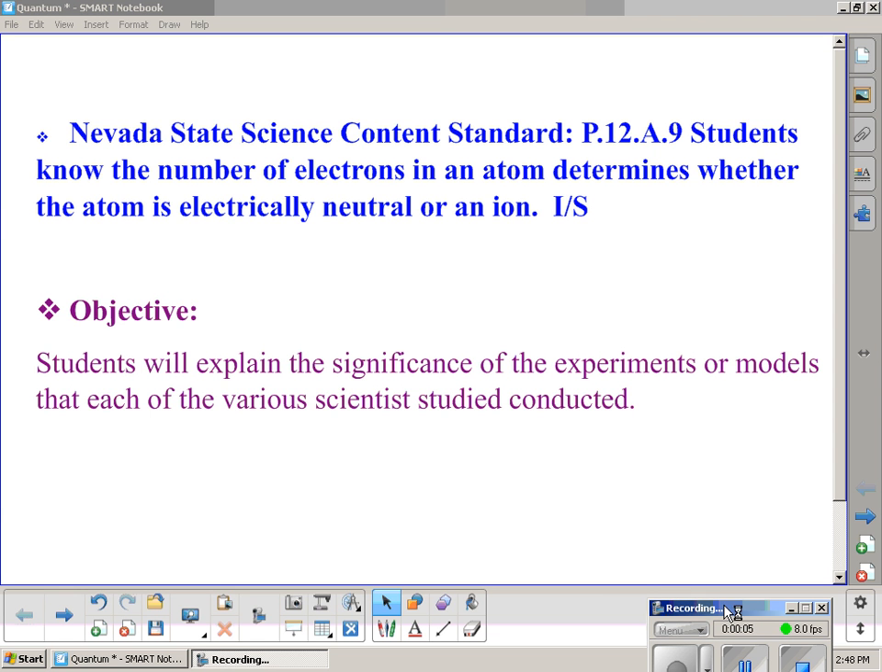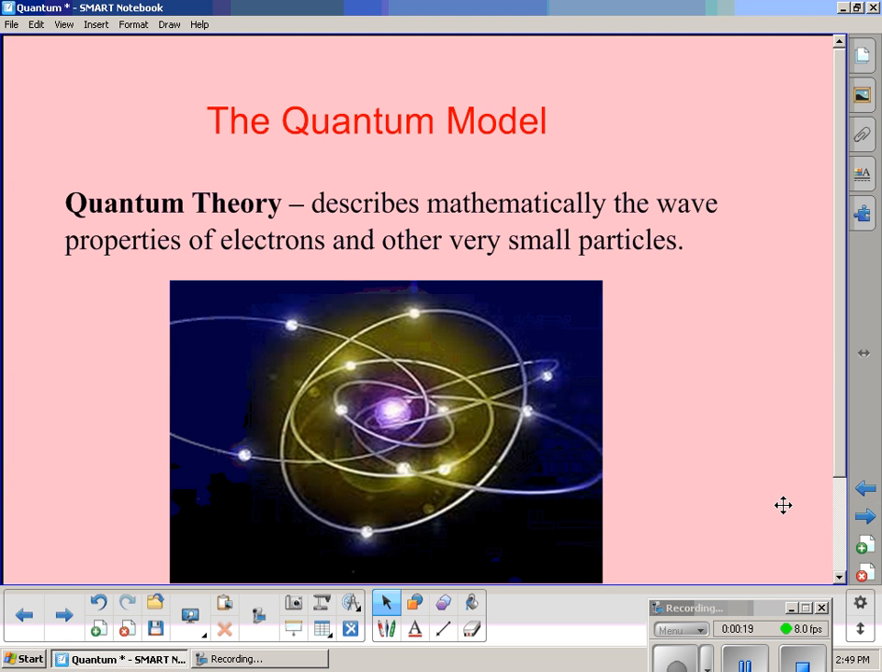The objective of this one: after watching this video, you should be able to explain the significance of the experiments or models that each of the various scientists we're going to study here did, and how they were conducted. So today we'll talk about the quantum model, or quantum theory as it applies really just to electrons. Quantum theory describes mathematically the wave properties of electrons and other very small particles. So today, subatomic particles, electrons.